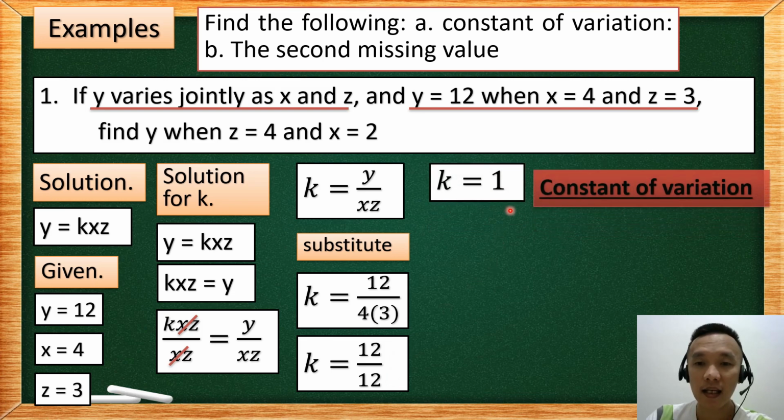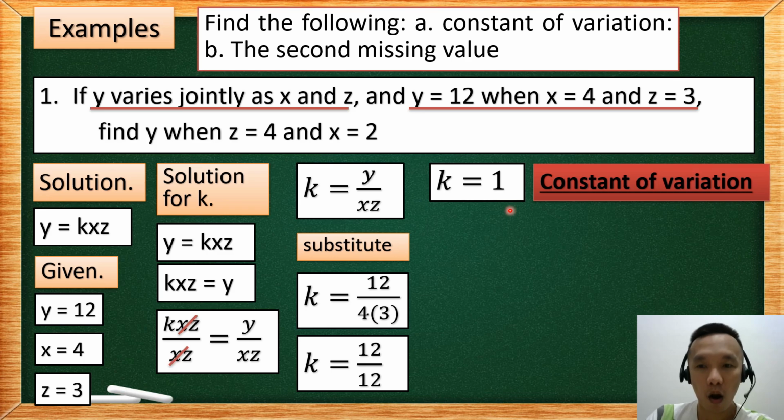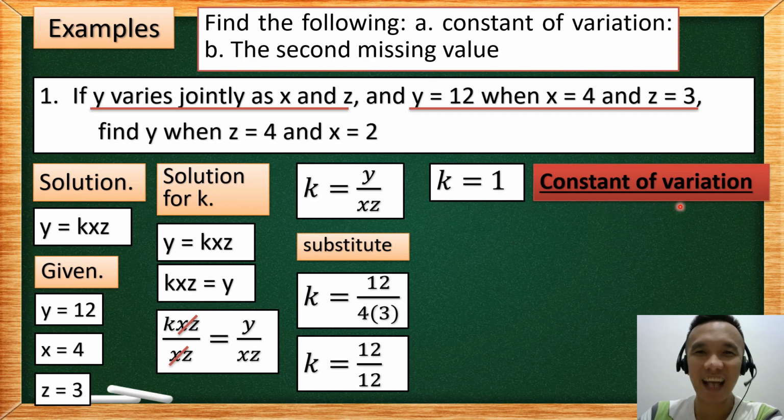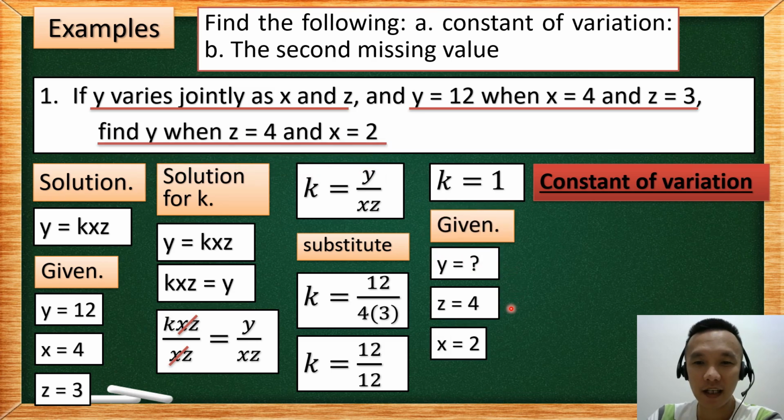And 1 is our constant of variation. So since we already have our constant of variation, we can now proceed on finding the y when our z equals 4 and our x equals 2. So this is now our given and our y is missing.